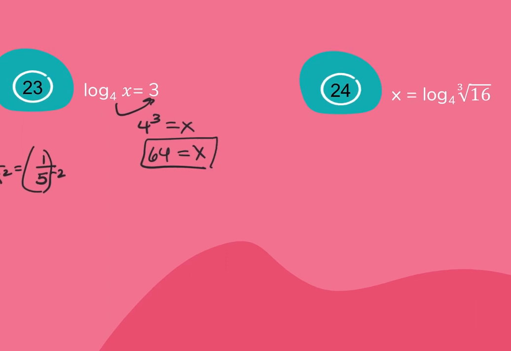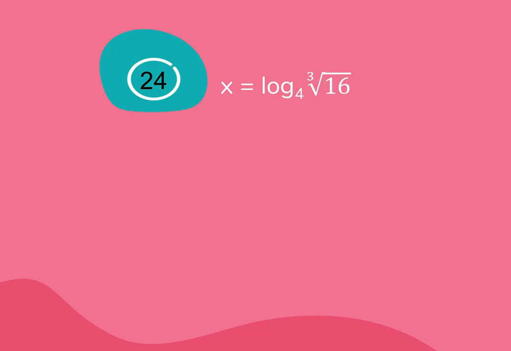Okay, I think we're going to do this last one, and then we're going to stop here today. Yep. 4 to the x would equal the cube root of 16. So if the cube root, what would be the exponent of a cube root? 1/3. So 16 to the 1/3.